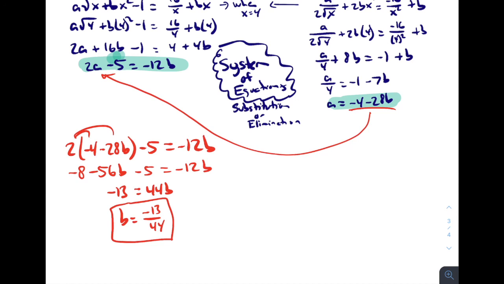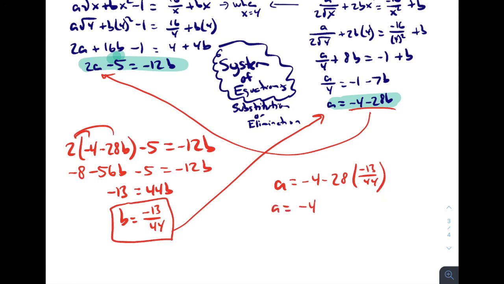How do we find the a value? Well, we can then take that and plug back into our equation here. We know that a is going to equal whatever negative 4 minus 28 times b is. B was negative 13 over 44. So a is equal to negative 4 minus 28 times negative 13 over 44. That's going to end up being positive 91 over 11. And then if we add that negative 4 to it, a is going to be equal to 47 over 11 for this particular problem.